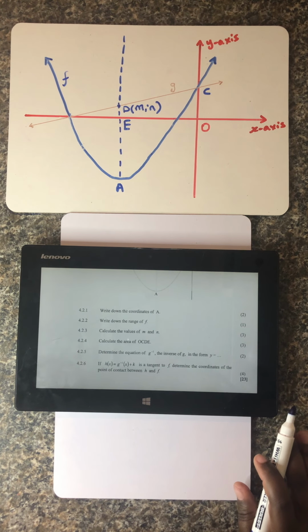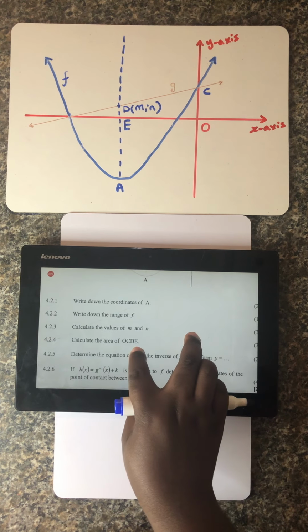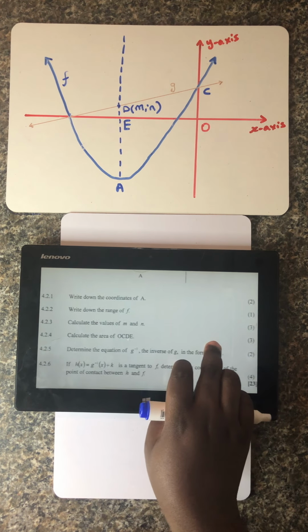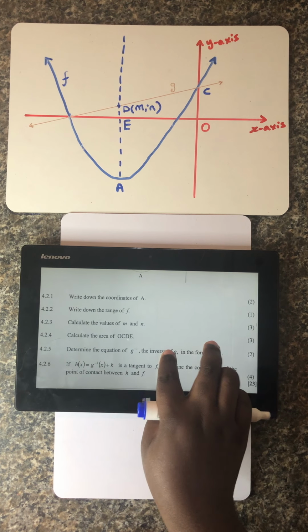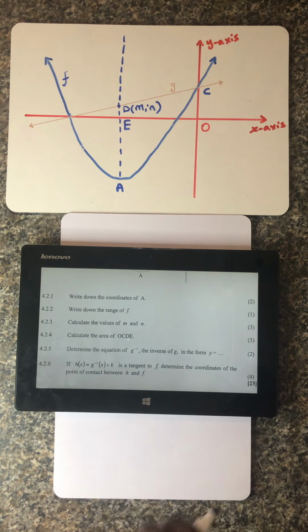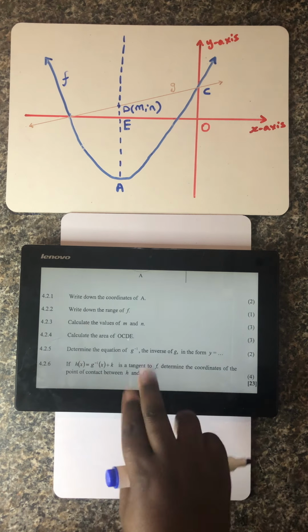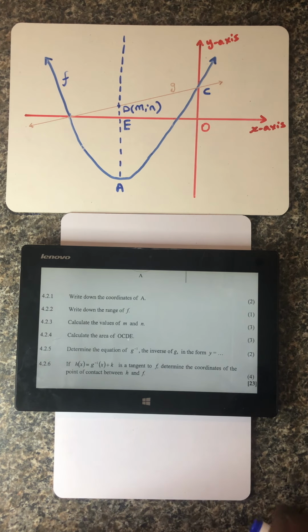The first question says, write down the coordinates of A. I hope you're able to see. Remember what I told you with regards to the quality: the 3 dots, click on quality down there, advanced, and then from there you choose, I think, 480p.